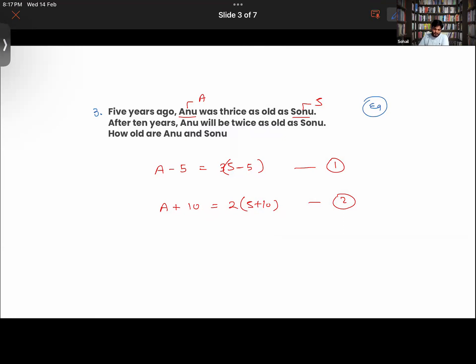Okay now? Excuse me, sir. Yes, Arhan. Sir, can we solve it in any other way? We can solve it in other ways also, like you can solve it using x and y also. Which method, sir, have you used?